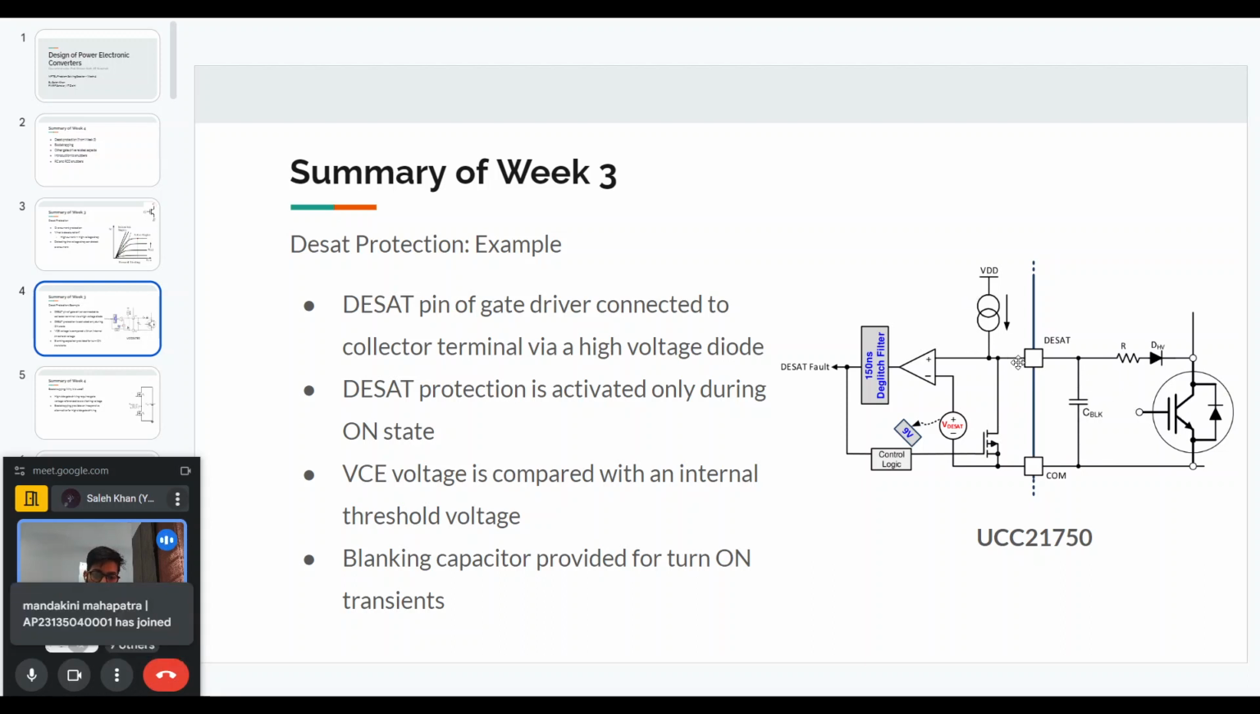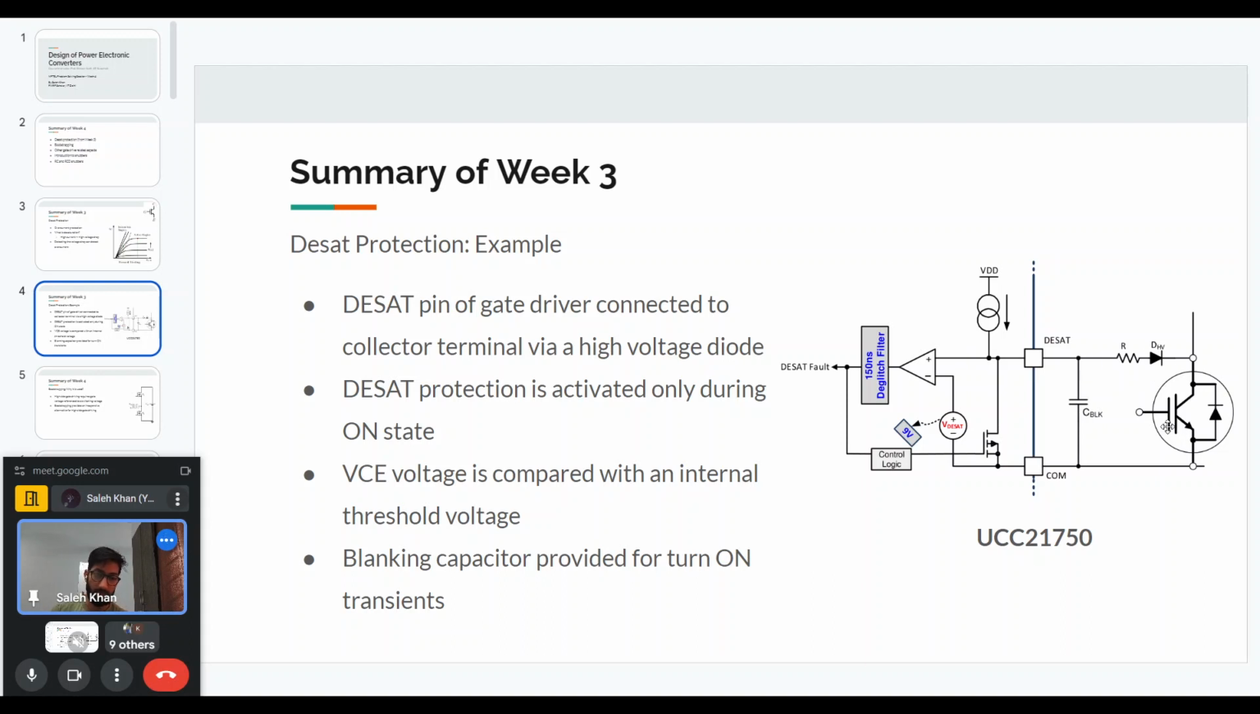And in that case, what will happen if the voltage at the collector terminal is low? That means we're not in a fault condition. The voltage here will be, let's say, 2 volts. And then the diode will have some drop, and this resistor will have some drop based on the microampere current. So then we will get some voltage here which will be less than 9 volts.